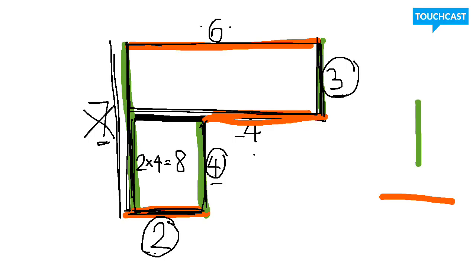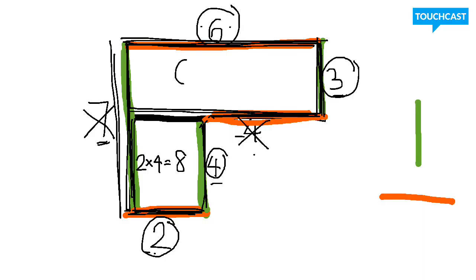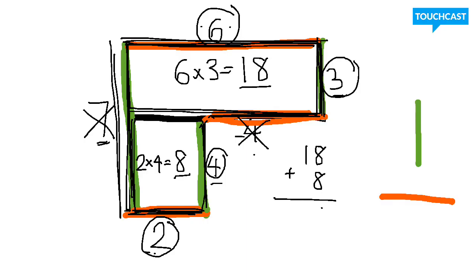Now let's look at the length. Is the length 6, or all of this, or 4, where the orange is? Well, it's the entire length of this, which is 6, not 4. So 6 times 3, the area: 6, 12, 18, that would be 18. And to figure out the total area, I'm going to add 18 plus 8. 8 plus 8 is 16, carry the 1. 1 plus 1 is 2, so 26 square units.